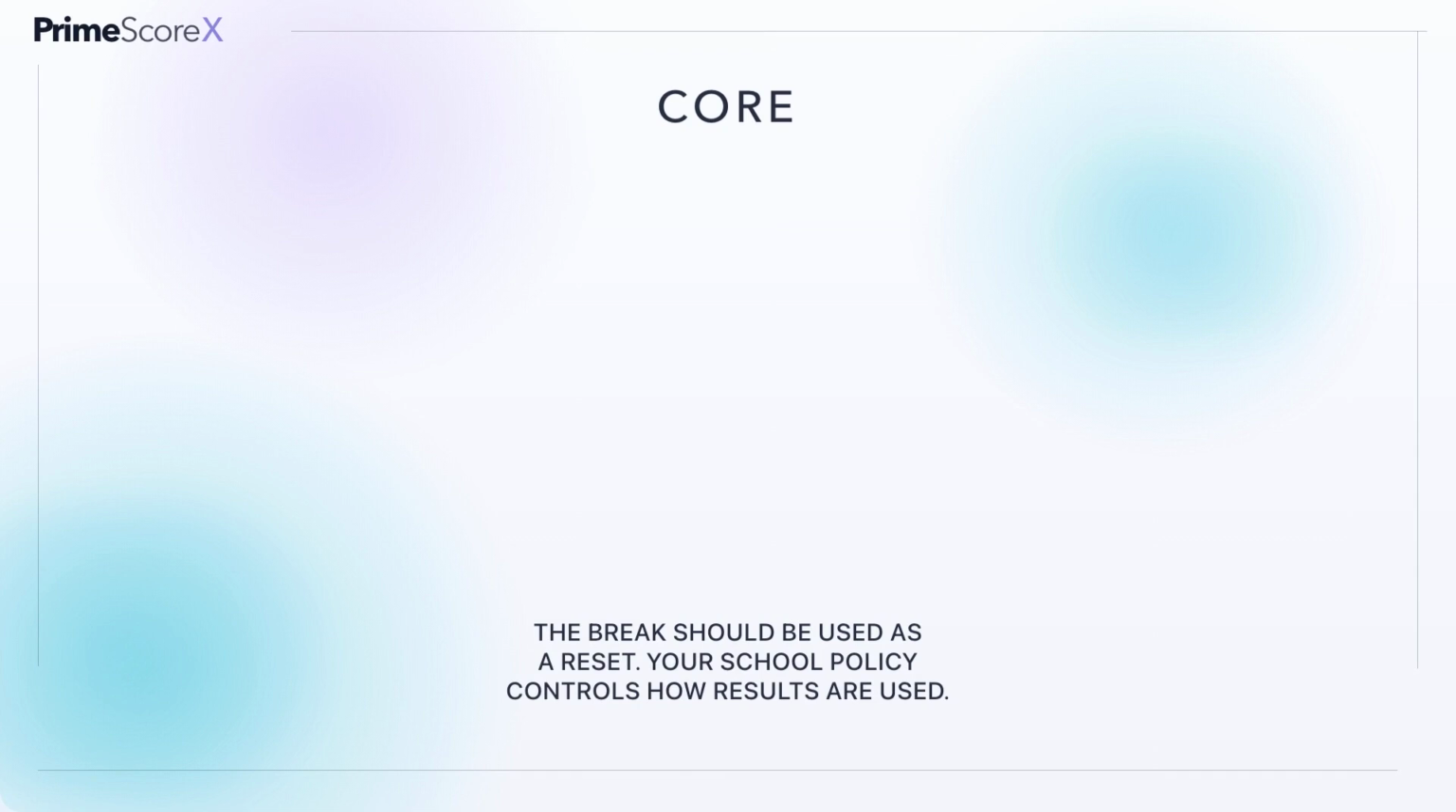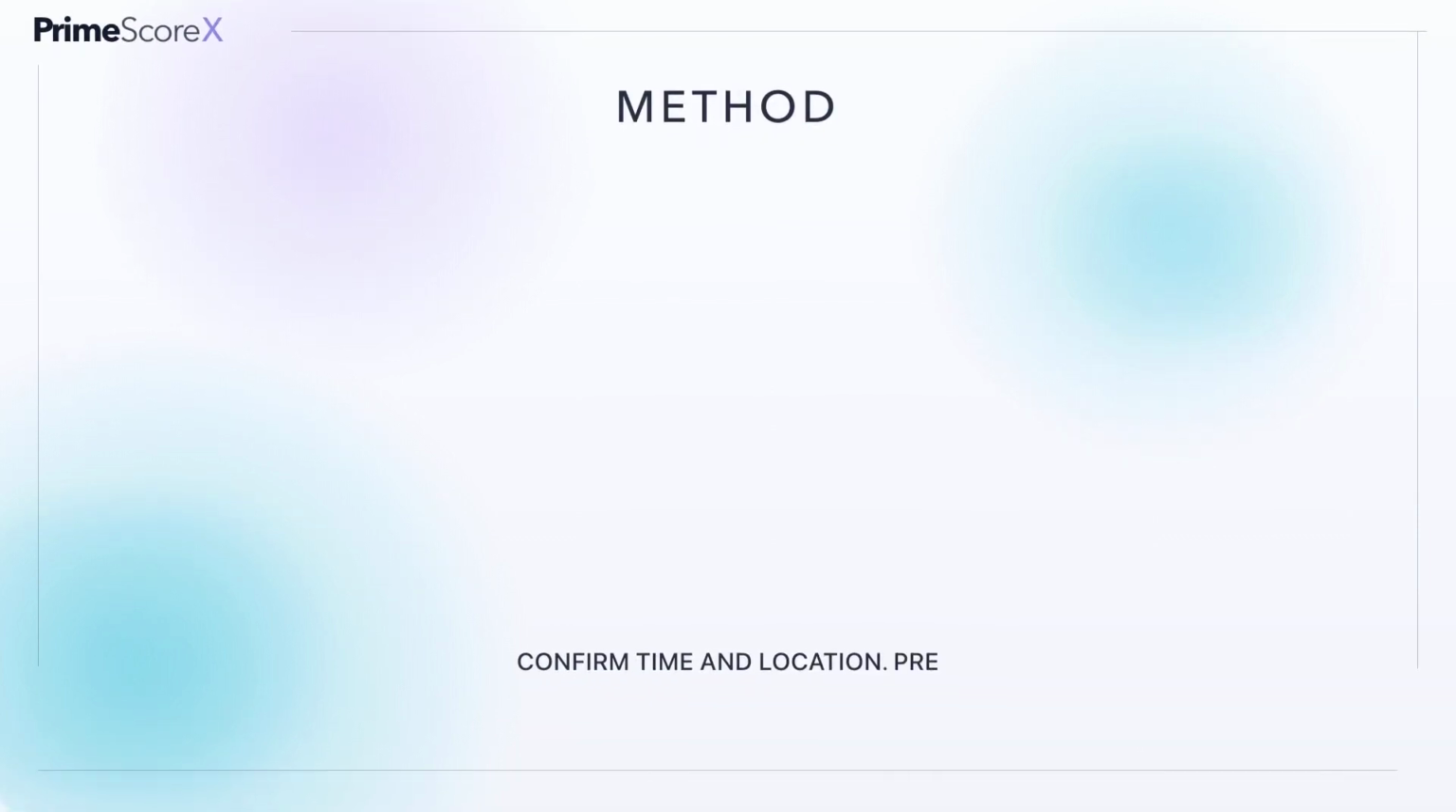There is also a useful contrast to remember. The break should be used as a reset. Your school policy controls how results are used. The weaker version feels busy, but does not always raise your score. The stronger version creates evidence: what you know, what slows you down, what repeats, and what needs a targeted fix before the next practice set.